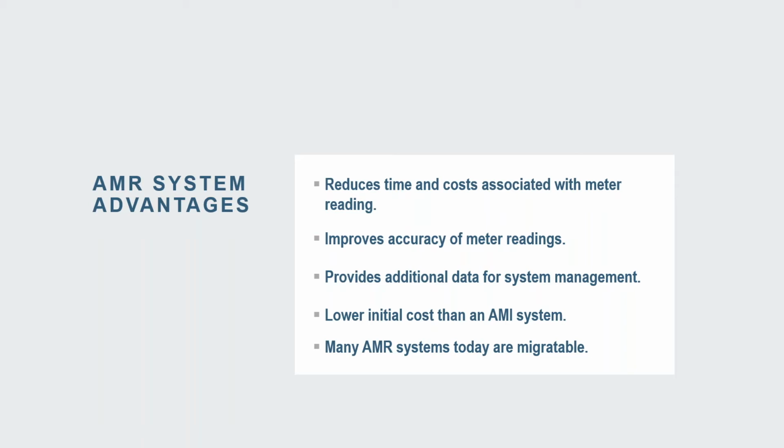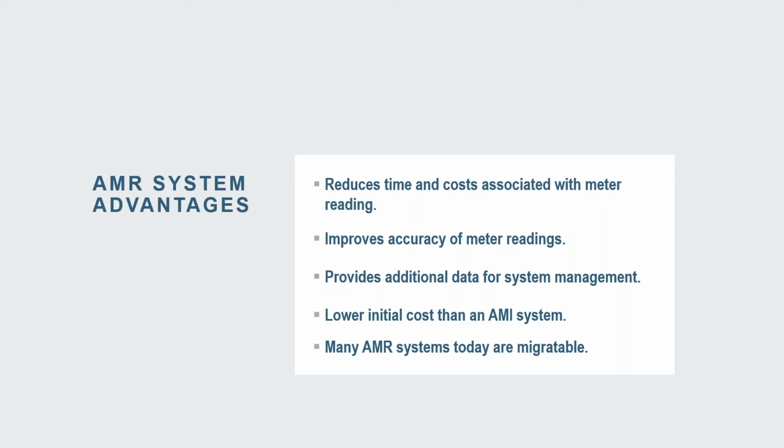Improved accuracy. New meters are likely going to be more accurate than the old meters that you're replacing. An AMR system also eliminates errors that can occur in reading and recording readings. No more billing disputes resulting from transposed numbers in a meter reading or that kind of thing.